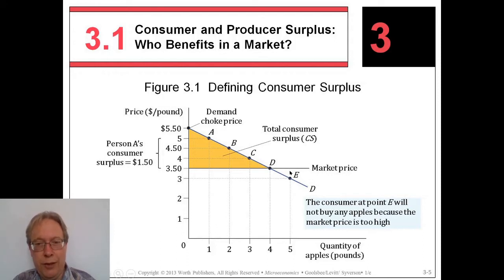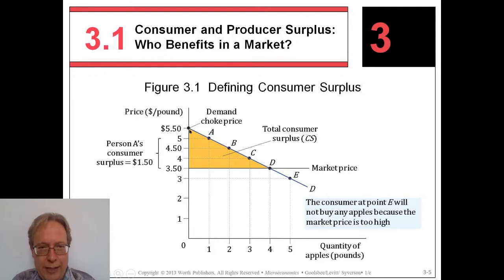So her surplus will be 0. I already used the word surplus here because that's how we're going to call this difference, the difference between what you are willing to pay and what you actually have to pay. Okay, so let's now look at all the consumers combined.